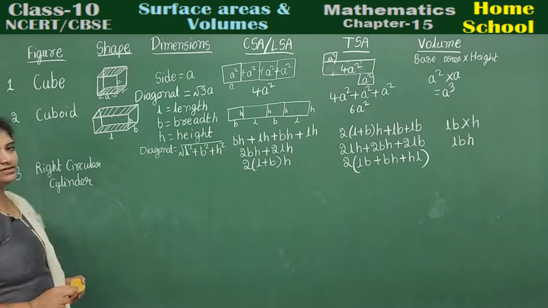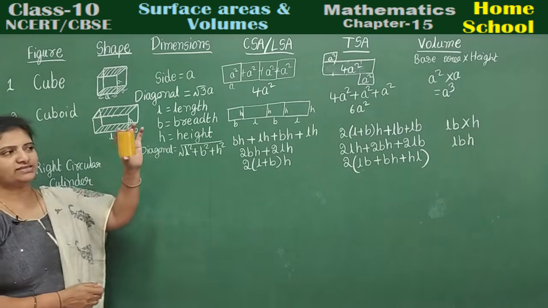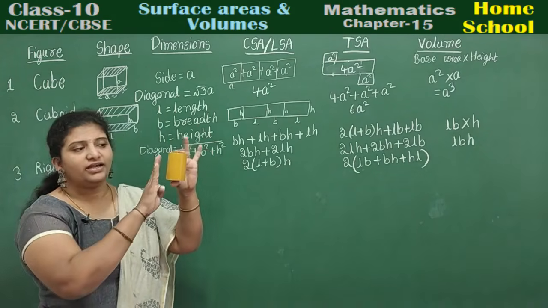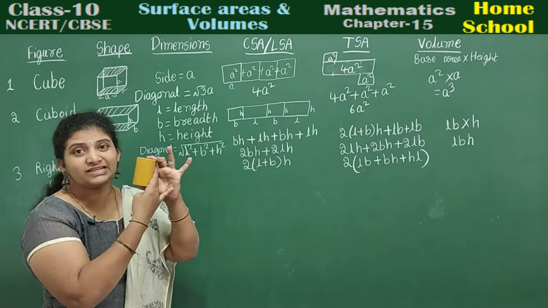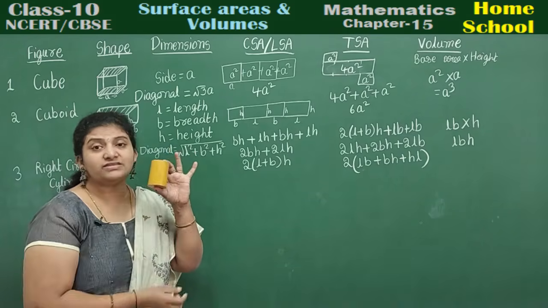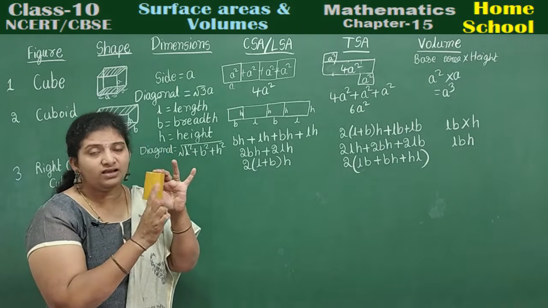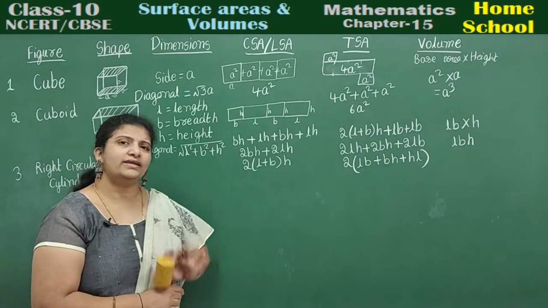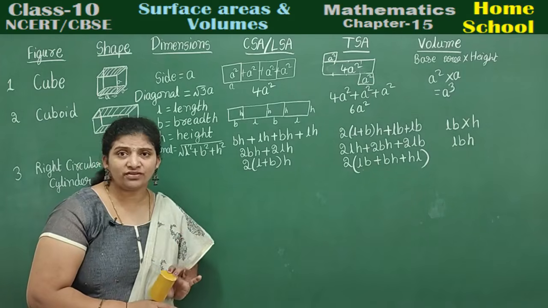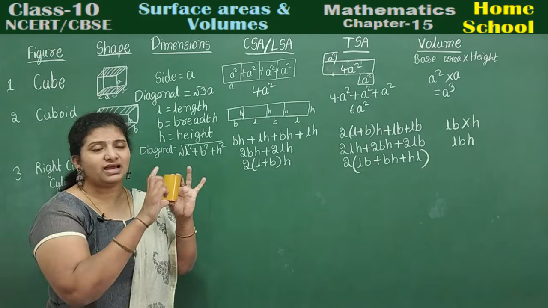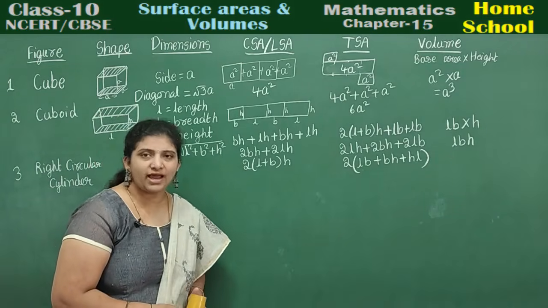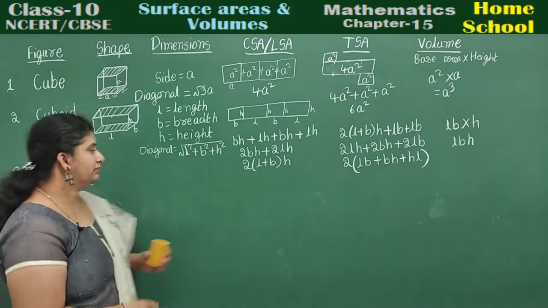Right circular cylinder. So you can see here, this is a right circular cylinder. How is it, children? It is a curved face. It is not lateral. It is a curved face. Right circular, this is a circular cylinder. Why is it right circular? It means the radius and the height are perpendicular. So we call it a right circular cylinder.